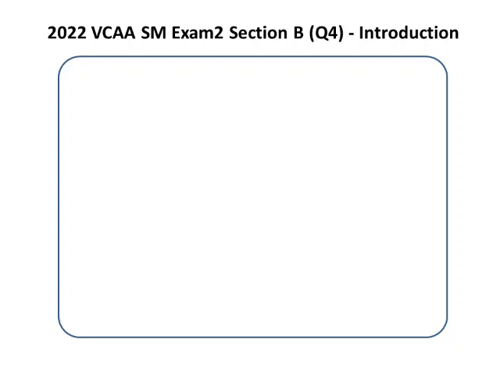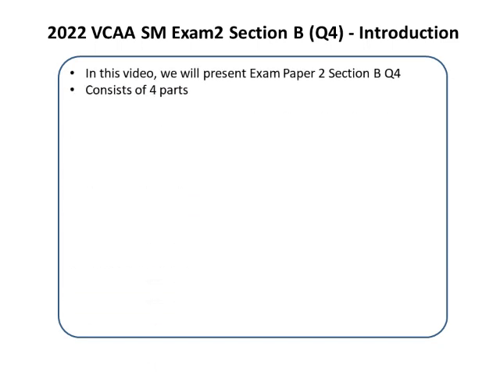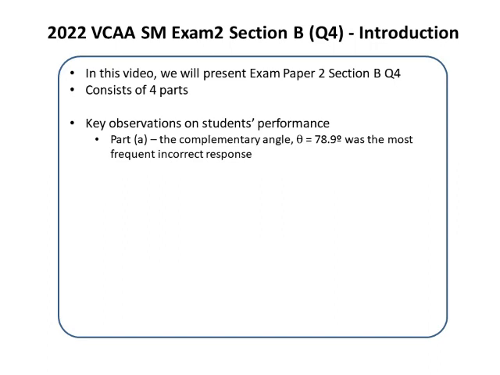Welcome to the 11th part of VCAA Specialist Math 2022 exam papers. In this video, we will present exam paper 2, section B, question 4, which consists of 4 parts. As for part A, the complementary angle theta equals 78.9 degrees was the most frequent incorrect response.